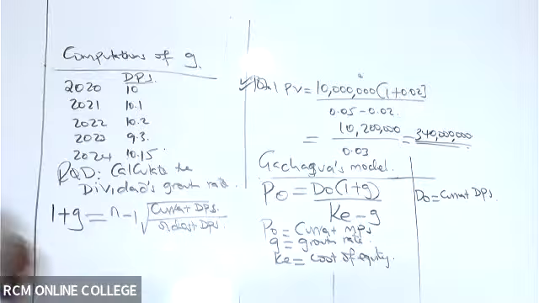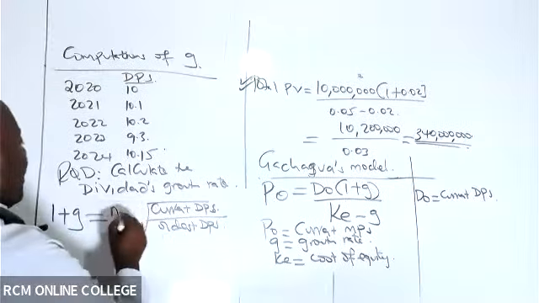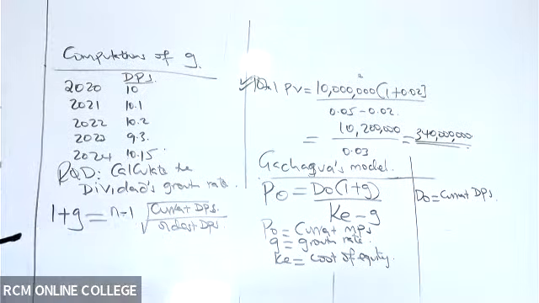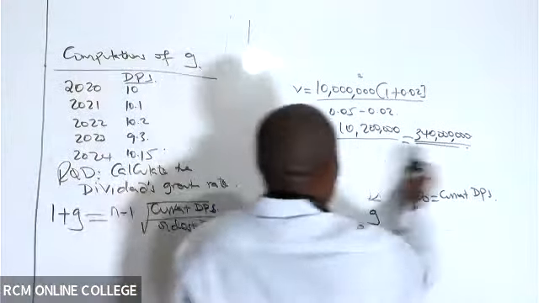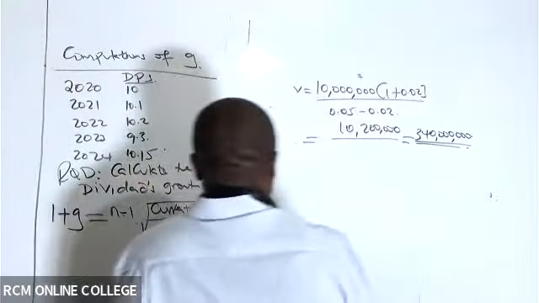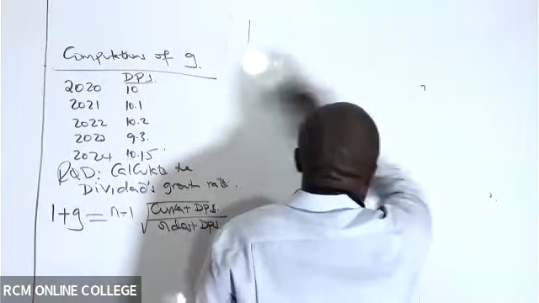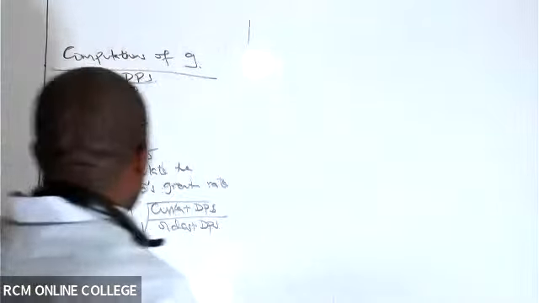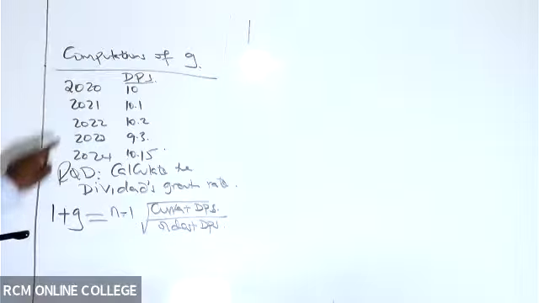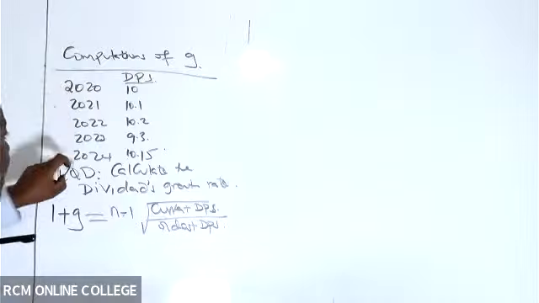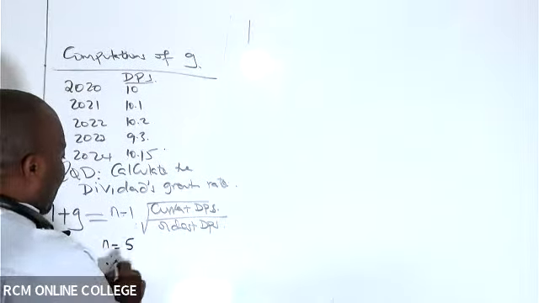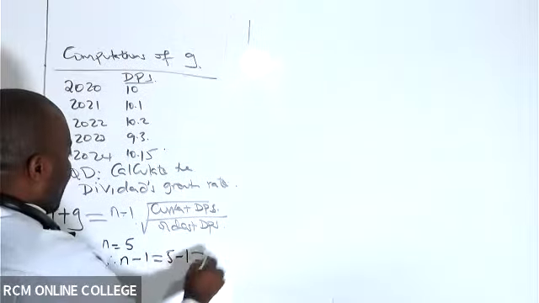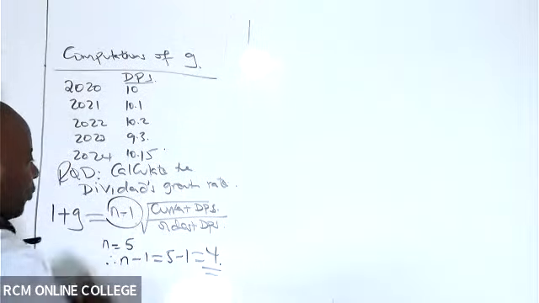So 1 plus growth rate equals the N minus 1 root of current DPS over oldest DPS. N represents the number of years. So if you count, these are 1, 2, 3, 4, 5 years. So N in this case is 5, and therefore N minus 1 is 5 minus 1, so this will be 4. So here we should use 4.